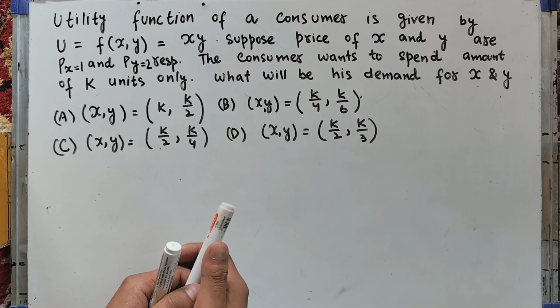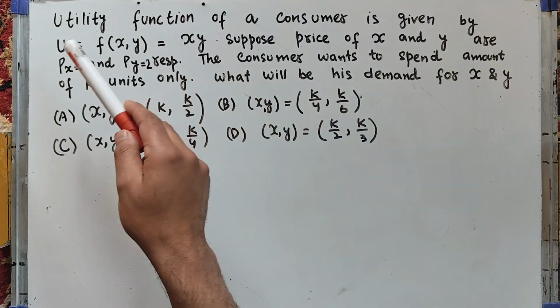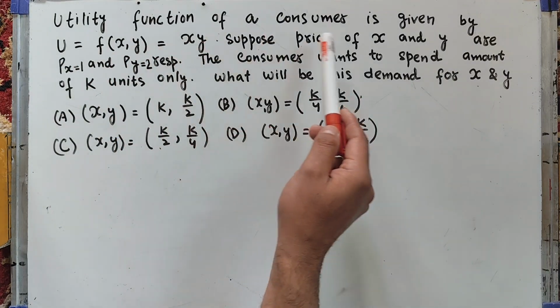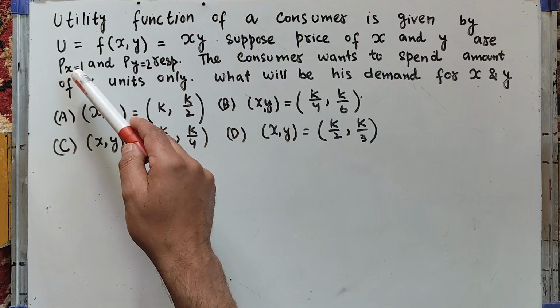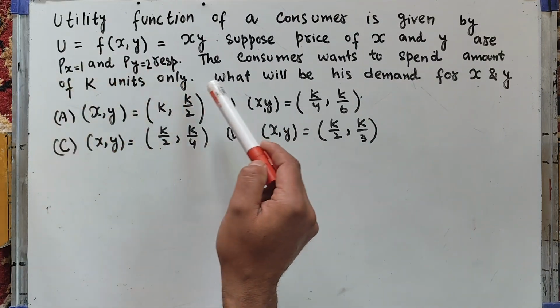Let us solve a question on utility maximization. The question is: the utility function of the consumer is given by U, a function of two goods x and y, which is equal to x times y. Suppose the prices of good x and y are px equal to 1 and py equal to 2.